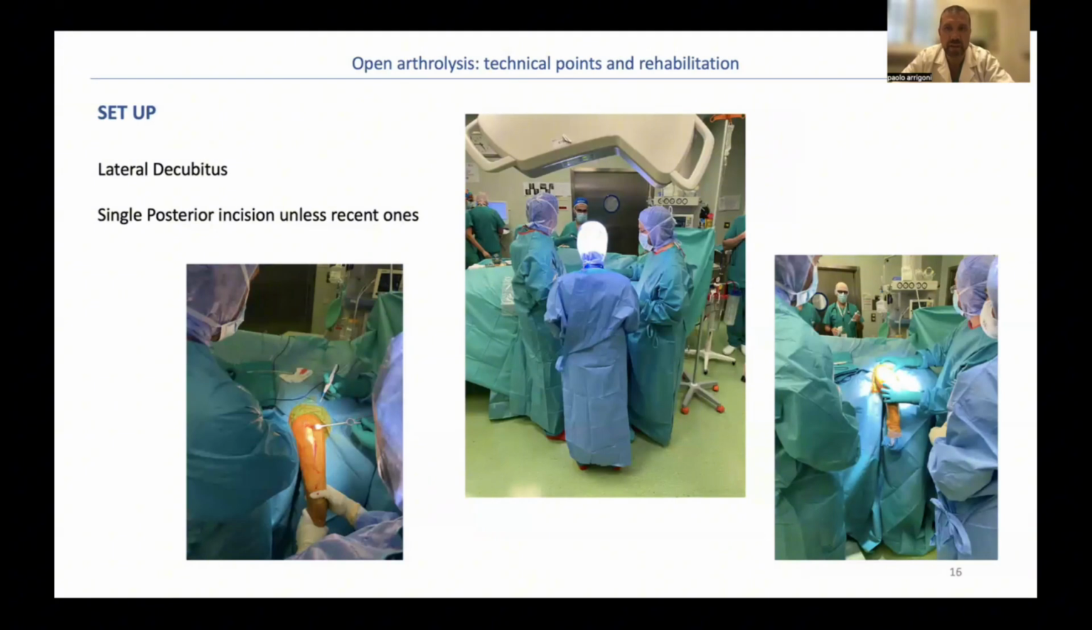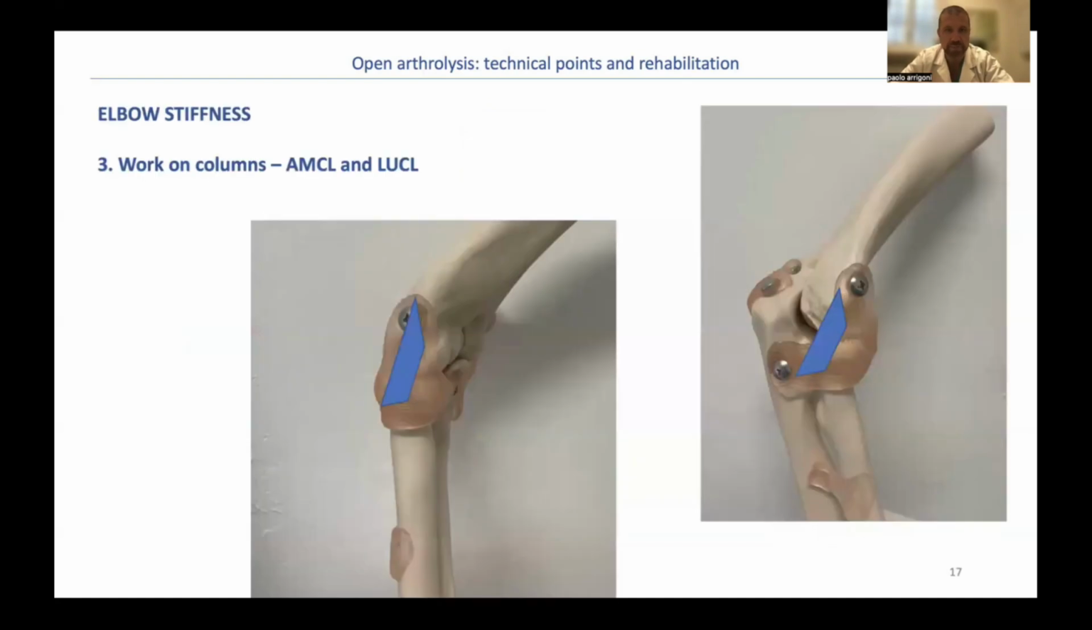This is the way in which I normally set up my room. I work almost all my elbows in a lateral decubitus position. This gives me a lot of access. Normally, I perform a single posterior incision, unless in recent elbows, in which I move to two separate incisions on the two columns, medial and lateral. But if you are in a learning phase, doing a single posterior incision is, I think, the way to go. It's easier and gives us a broad exposure to all the aspects of the elbow.